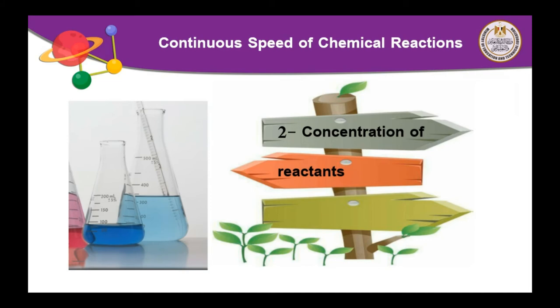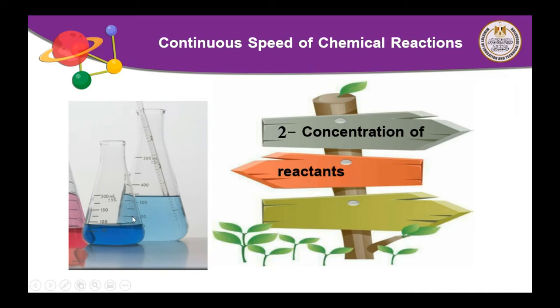But now we will talk about the second factor affecting the speed of the chemical reaction, which is called concentration of reactant. What is the meaning of concentration? In front of you, you have two flasks. One of them contains an amount of liquid and the other contains another amount of liquid. What is the difference between them? They are different in color.